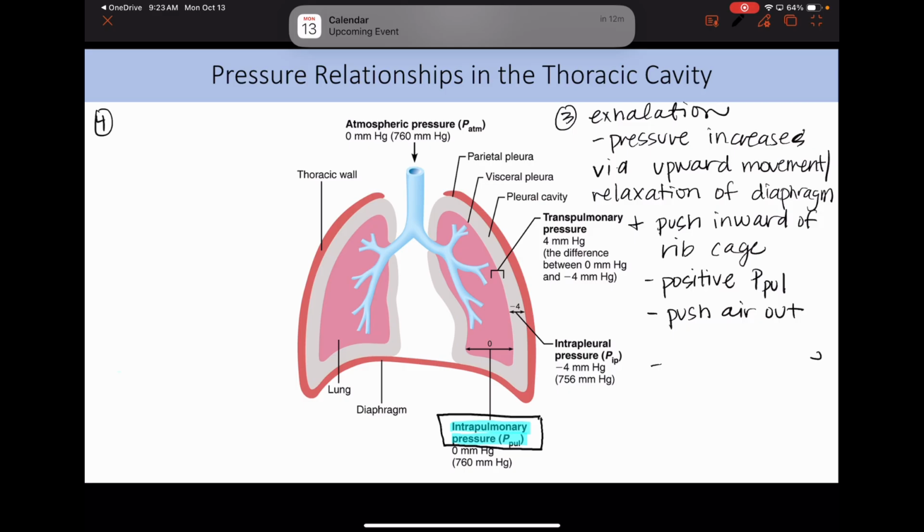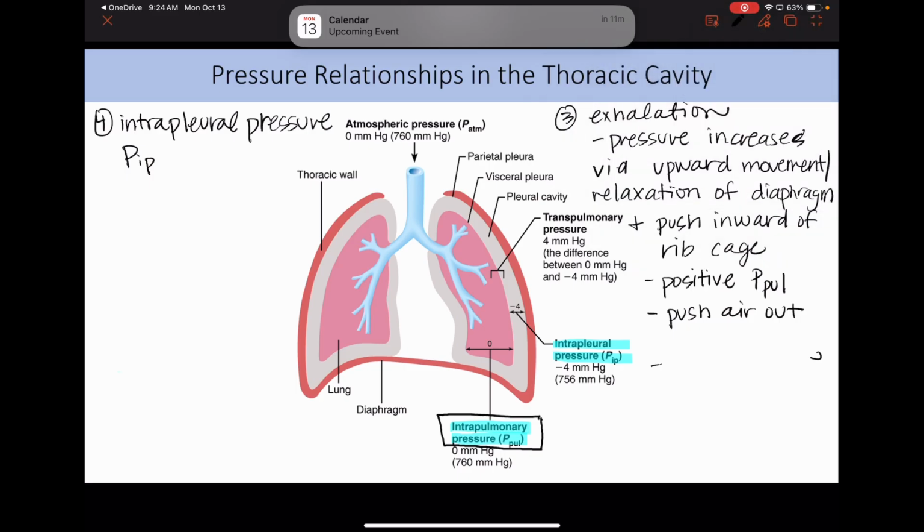We also have something called intrapleural pressure. This is called PIP. And this is essentially the pressure inside your pleural cavity. So in between your visceral and parietal pleura, that space in between is also going to have a different pressure as well, called the intrapleural pressure.